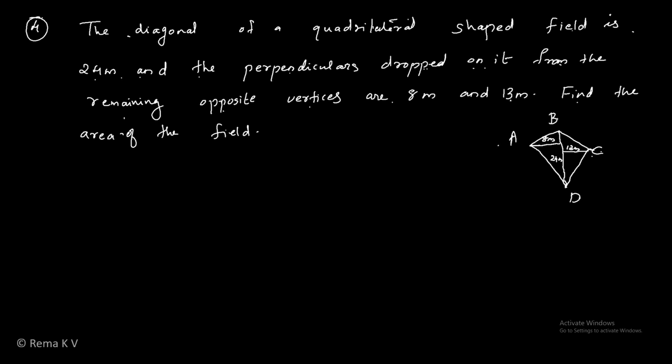So this is a general quadrilateral. Area is equal to half d into h1 plus h2. The diagonal is given to us, which is 24 meter. So we can substitute the values. Half into diagonal 24 meter, and the perpendiculars h1 and h2, which are given as 8 and 13. Find the answer.